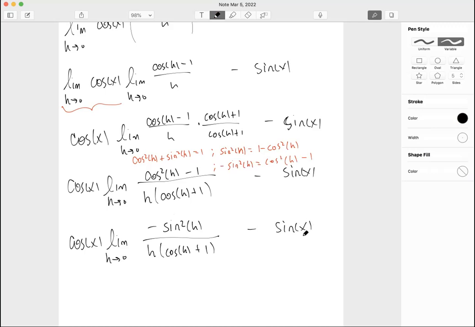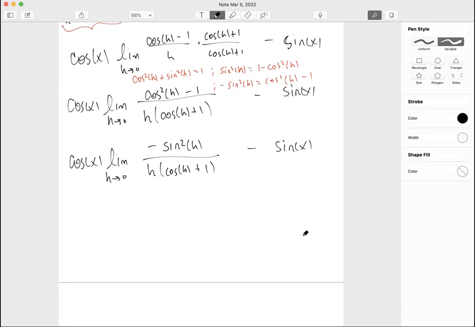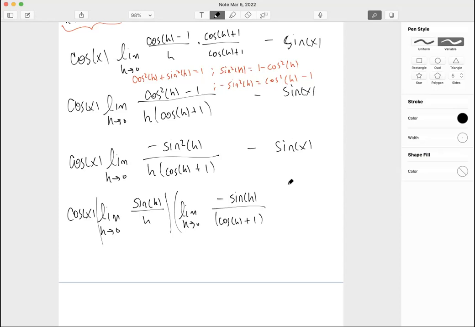Okay. So at this point, what can we do? We can write it out explicitly. There are two things going on here, right? Let's take out one of the sines and the h, and then put the leftovers over here. You see what I'm doing there? I'm just taking out the sine and the h in the product.